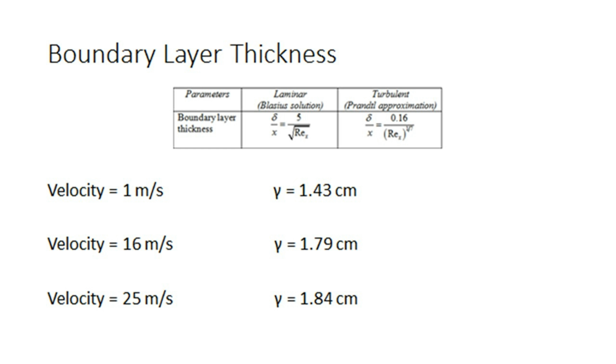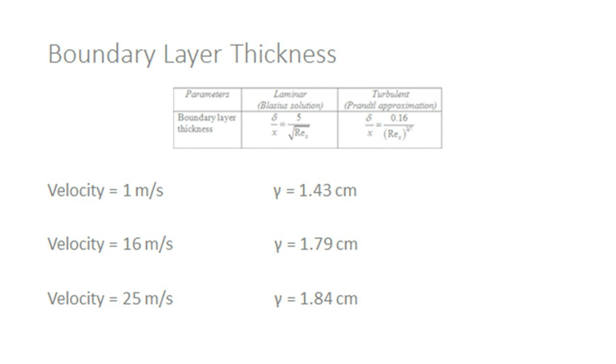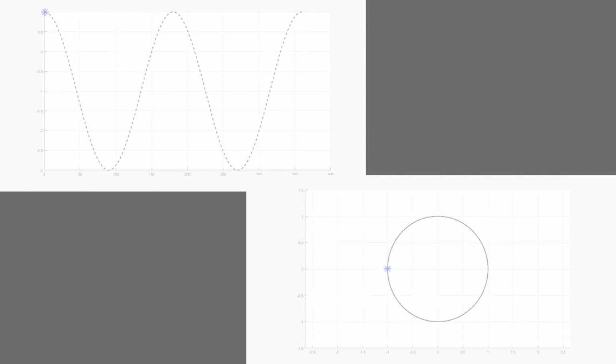Laminar thickness is found by 4.91 divided by the square root of Reynolds number, and turbulent thickness is found by 0.16 divided by Reynolds number to the 1/7. These thicknesses are for the start of the cylinder. The boundary layer thickness will increase as the flow passes over the cylinder from 0 to 180 degrees.